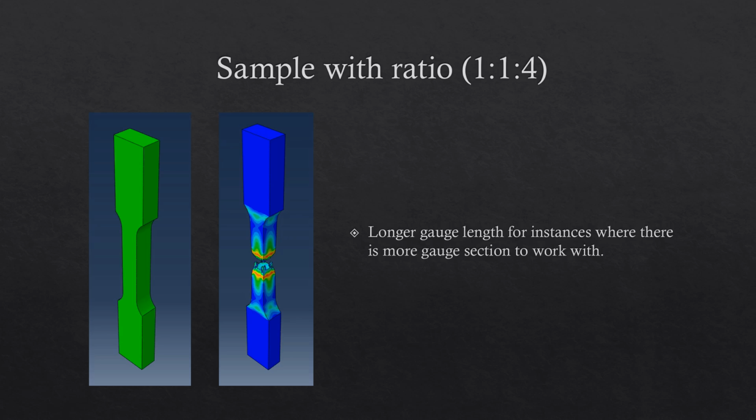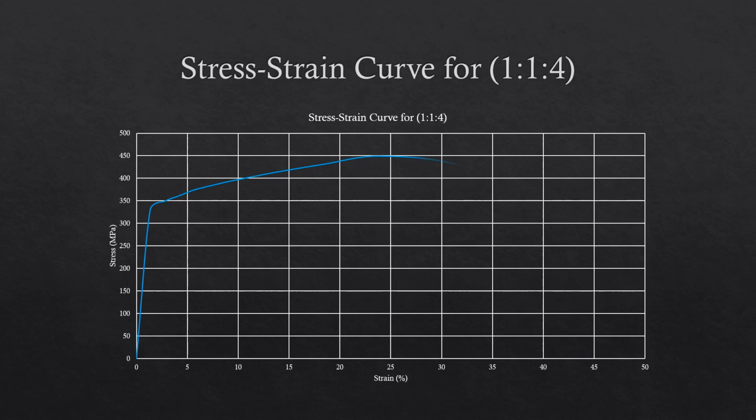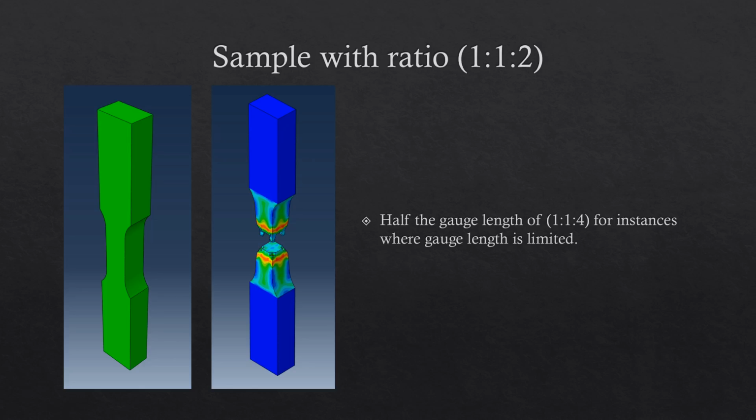The next sample is a specimen with a ratio of 1:1:4. This sample has a longer gauge length for instances when there is more gauge section to work with. For the stress strain curve of this sample, we have almost identical yielding to the ASTM standard, but ultimate tensile strength is slightly lower.